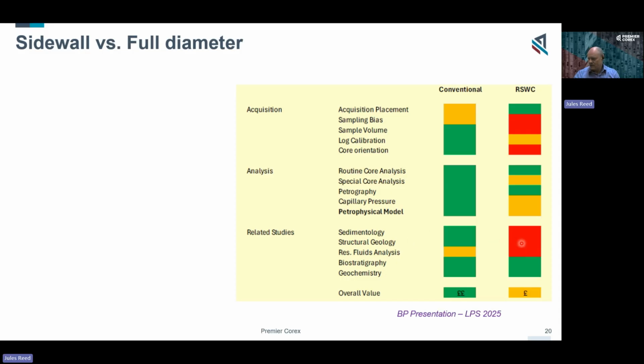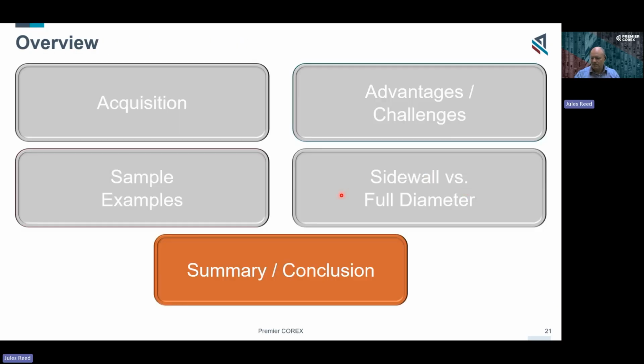You can't really then do structural geology, and you really can't do the reservoir fluids. But all the other data is potentially available, but with some possible additional uncertainties around interpretation of certain test types, particularly capillary pressure and relative permeability and electrical properties. So you need to be a bit more careful of using the data from sidewall cores.